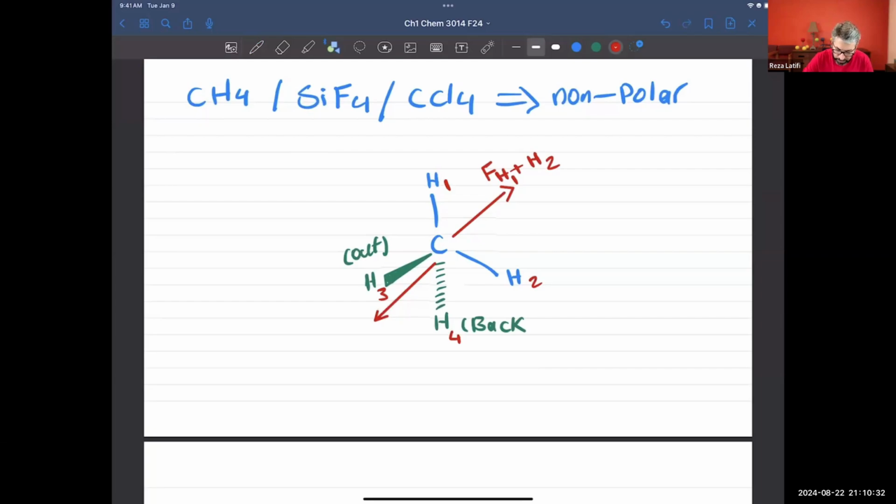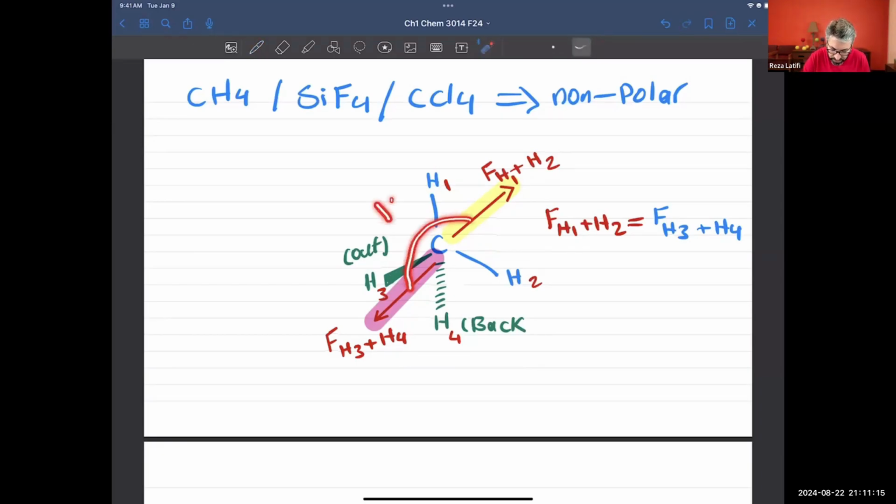And this one, I'm going to call it F for hydrogen 3 plus hydrogen 4. I have 4 hydrogens. They are identical. In that case, you're going to say this force is identical to that force, and they are 180 degrees far from each other. So you're going to say F for hydrogen 1 plus hydrogen 2 is equal to force of hydrogen number 3 plus hydrogen number 4. And because they are identical, when you add them, they will cancel each other. Or another way, because the bond angle between them is 180 degrees, those two forces will cancel each other. So anytime you have a tetrahedral and 4 identical elements are attached to the central atom, it will be nonpolar.